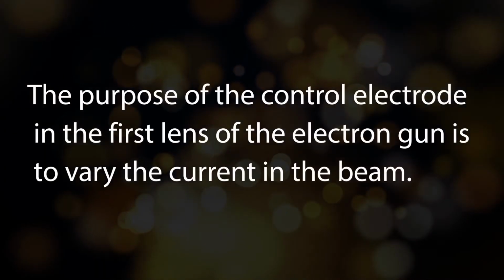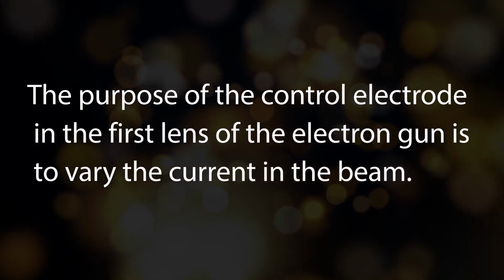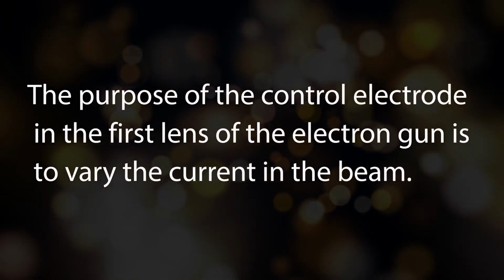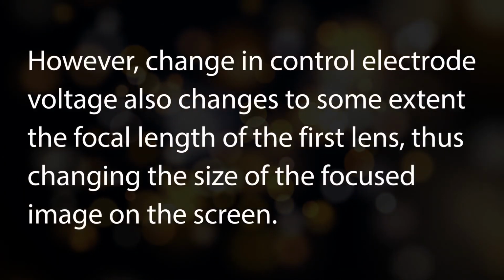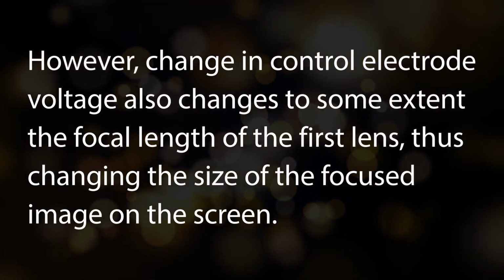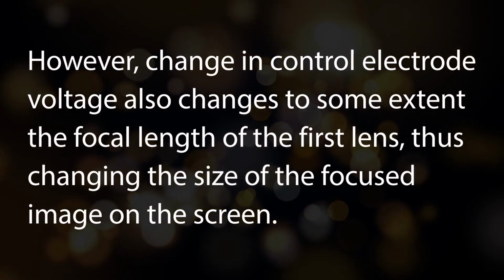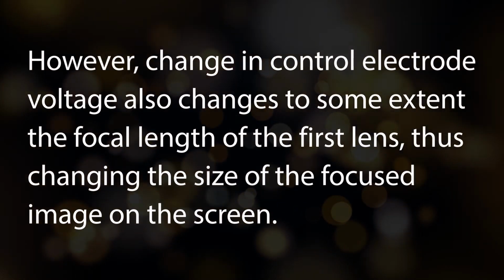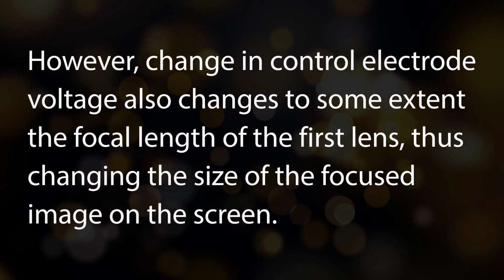The purpose of the control electrode in the first lens of the electron gun is to vary the current in the beam. However, change in control electrode voltage also changes to some extent the focal length of the first lens, thus changing the size of the focused image on the screen.